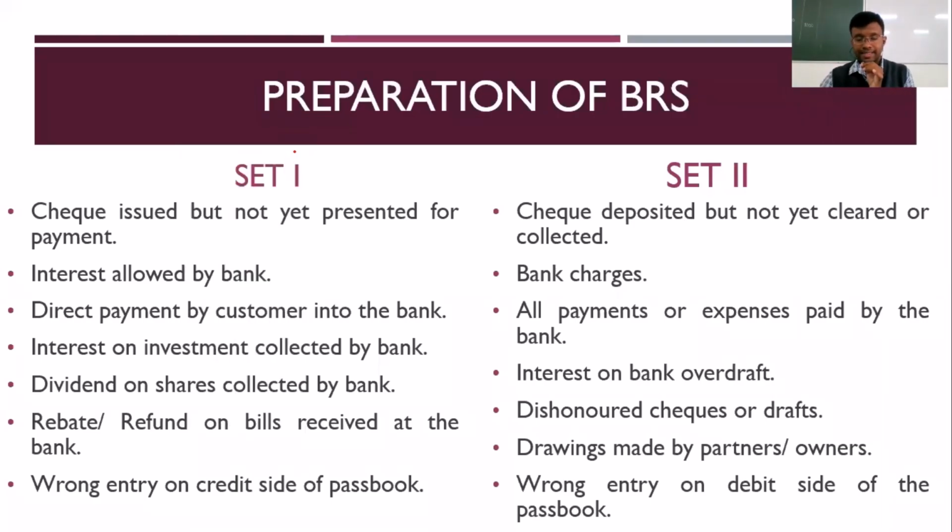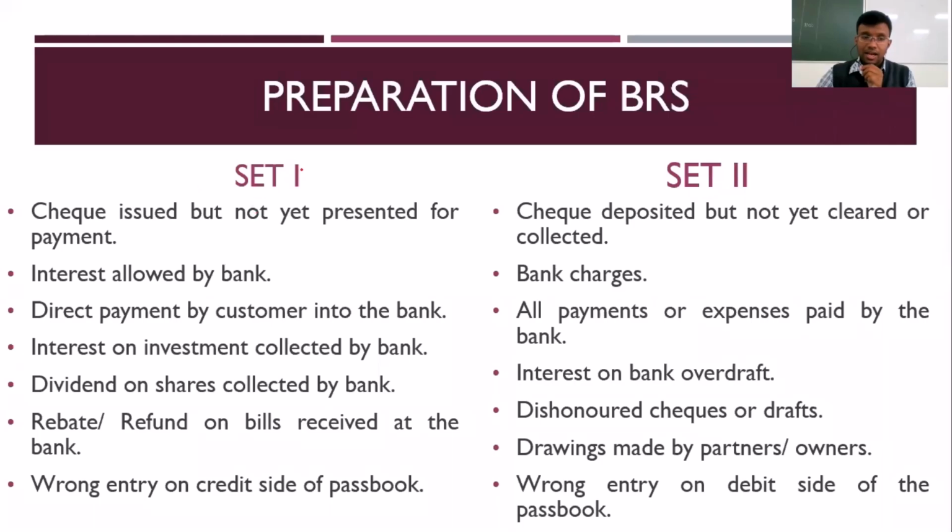Okay, so for example, cheque issued but not presented. You have given a cheque to someone, but that person has not presented the cheque for payment. In such cases, those transactions will fall under set 1. Or for example, cheque deposited but not yet cleared. You got a cheque from someone, you deposited it into your bank account, and it has not been cleared or collected as yet. In such cases, it will fall under set 2.